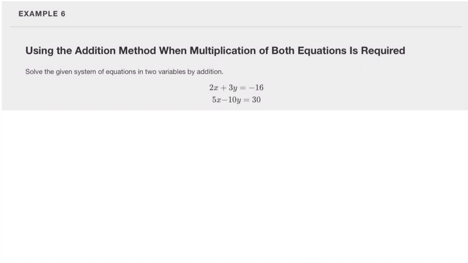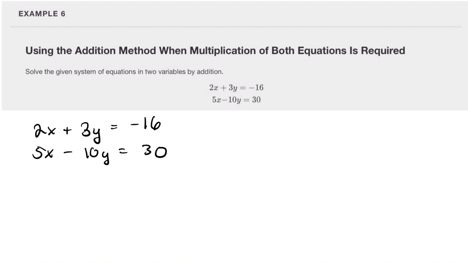So I'm just going to choose to eliminate my y's. Let me get a copy of the original. So we have this 2x plus 3y equals negative 16, and we have this 5x minus 10y equals 30. Okay, I'm just choosing to eliminate my y's. You can choose whichever one you want to eliminate.